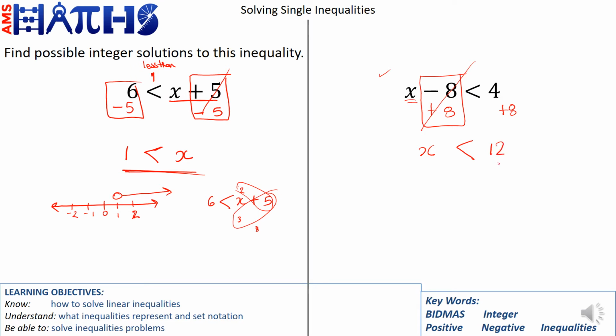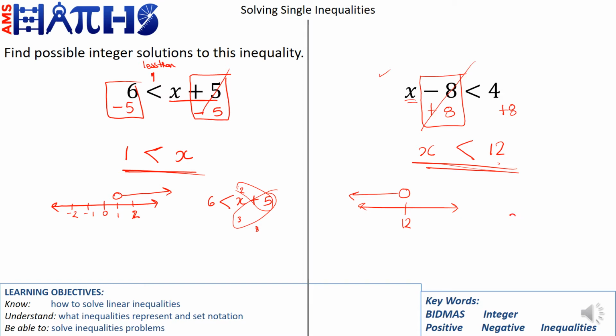So our solution is x must be less than 12 in order for the left side to be less than 4. So on the number line, if we just mark 12, all the numbers less than 12 will be to the left side. So 11, 10, 9, 8, 7, 6. And we keep going on infinitely. All of those solutions will work for x minus 8 is less than 4.